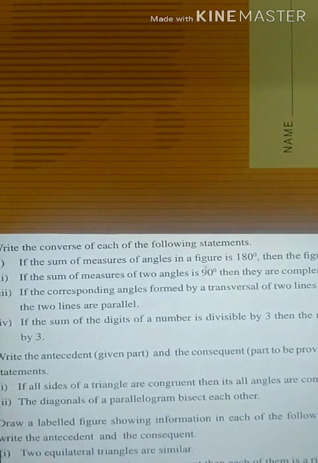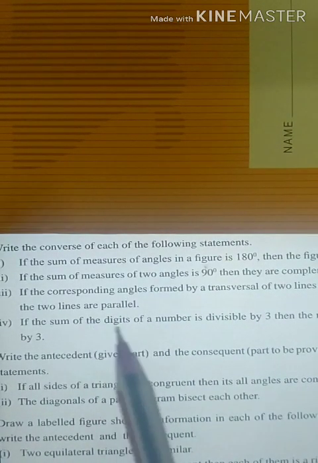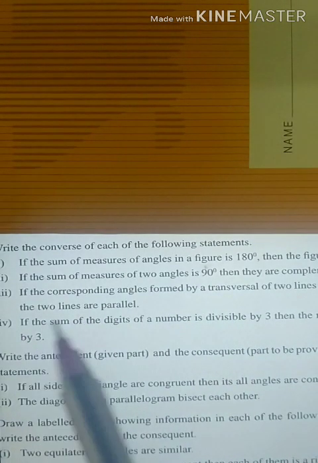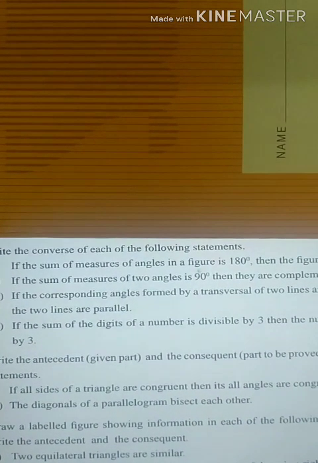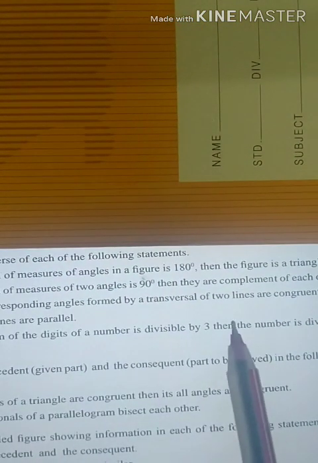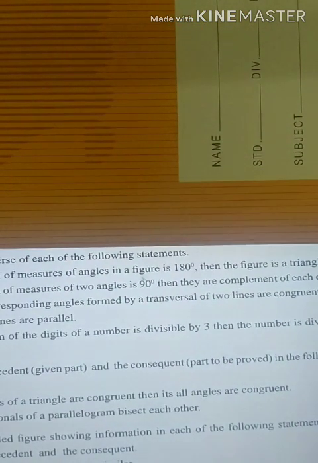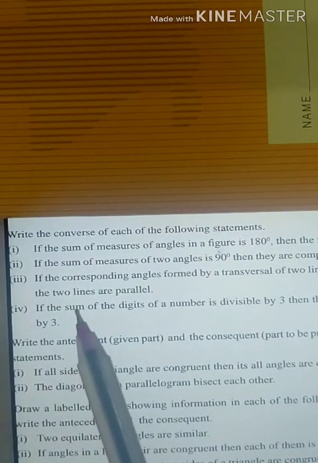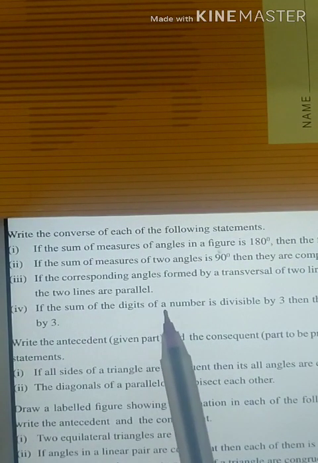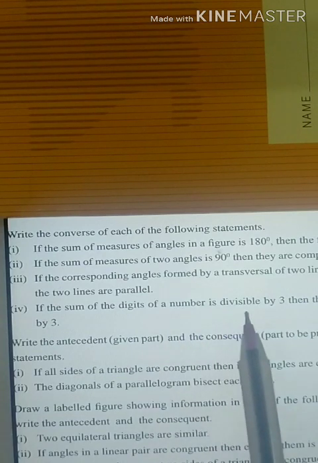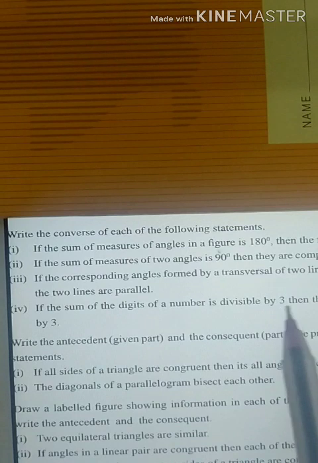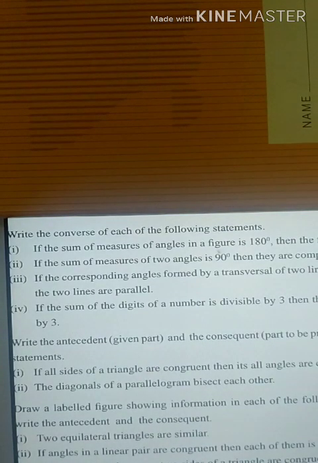Once again I repeat, the part that comes after then, that you will put after if. Right? That's what I told you. So here this part is coming after then. So that we will put after if. If the number is divisible by 3, then the sum of the digits is also divisible by 3. Okay, note it down.